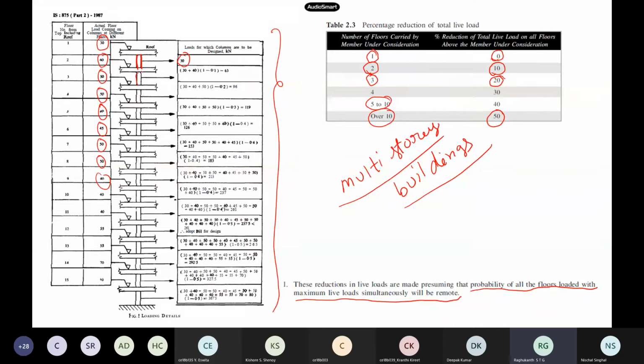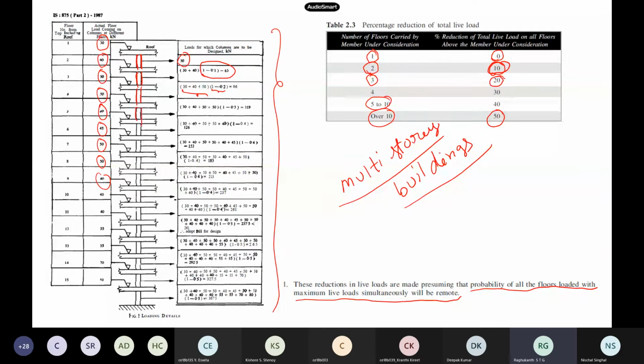Now this column, which you are seeing here, carries this roof plus this floor itself. So 30 is this one, this is 40. So 30 plus 40, and then you can reduce it by 10%. That's what we have written here. Then for this column, you have 30 plus 40 plus 50, the total, and 20% reduction, you followed, right? 0.8 times only will be acting on this column.